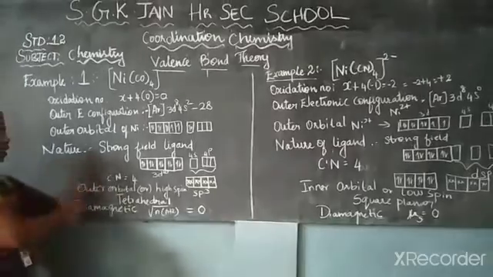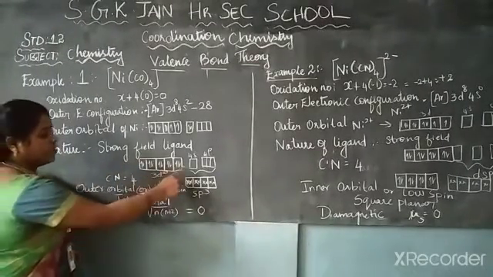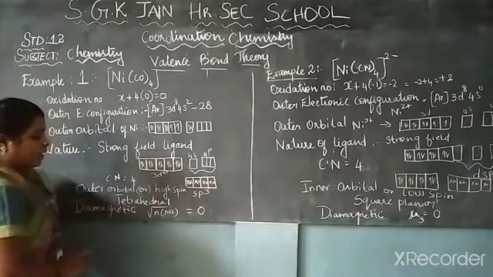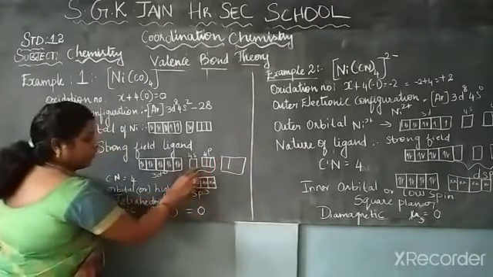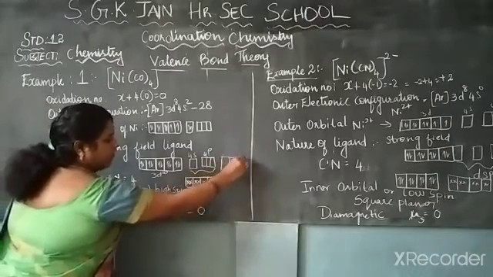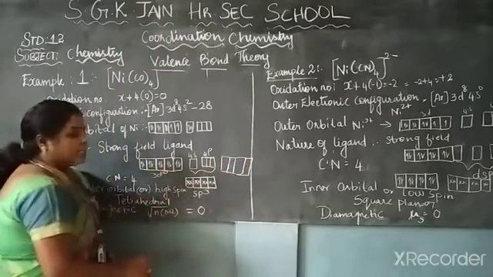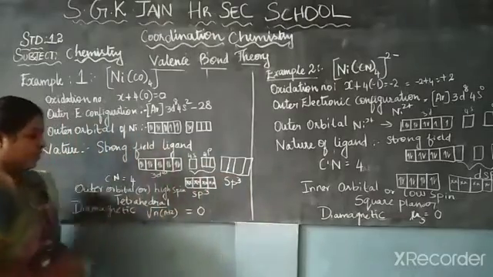And next, what is the coordination number? Before that we have to hybridize. Hybridization means the vacant orbitals are combined to form 4 orbitals. How is it formed? 1 from the s orbital and 3 from the p orbital. Totally you will have 4 orbitals. These are the hybridized orbitals, sp3.